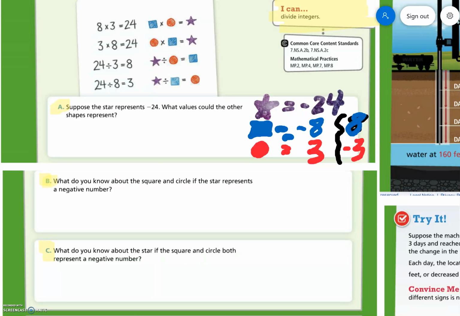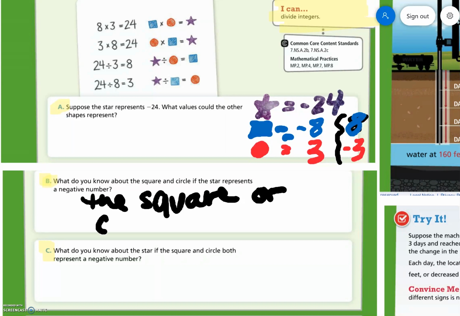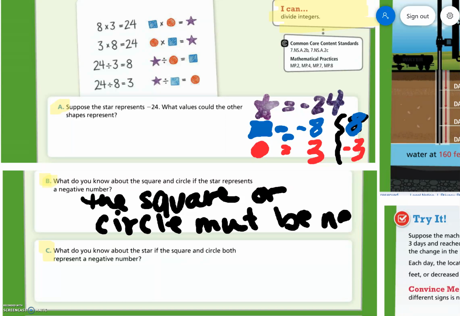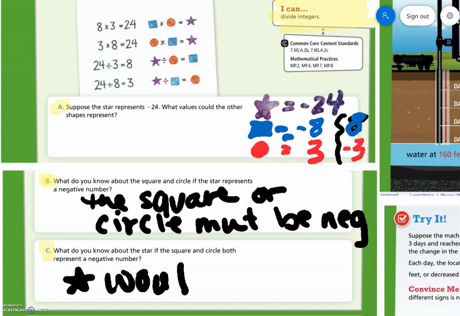Okay. What do you know about the square and circle if the star represents a negative number? Well, if the star represents a negative number, then the square or circle must be negative, not both. What do you know about the star if the square and circle both represent a negative number? Well, that would be a negative times a negative, so the star would be positive.